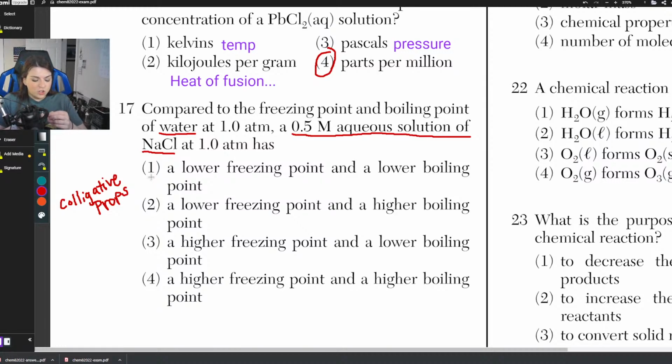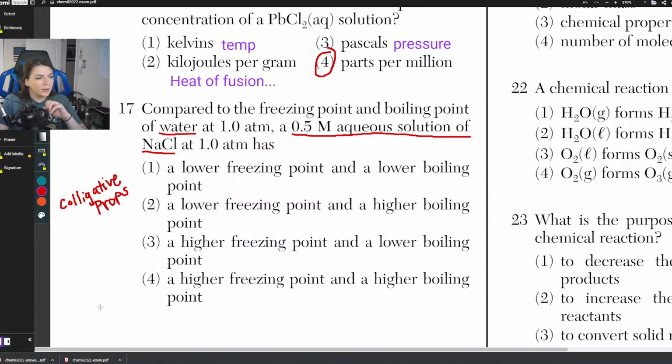The vapor pressure is going to decrease, so it's harder to evaporate. It's going to affect surface tension, and it's also going to affect osmotic pressure, which is not super important in Regents Chem. Okay, so the way that I describe this, when you add salt to water, you are going to expand the liquid phase.